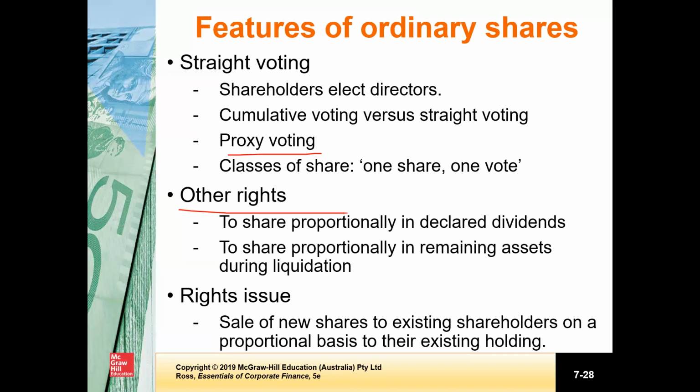Voting is usually done at an annual meeting or a special meeting. In addition, shareholders sometimes have the right to share proportionally in any new shares sold, which is called a rights issue. Essentially, a rights issue means that a company that wishes to sell new shares offers them to the existing shareholders on a pro rata basis to their existing shareholdings. The purpose is to give shareholders the opportunity to protect their proportionate ownership in the corporation.